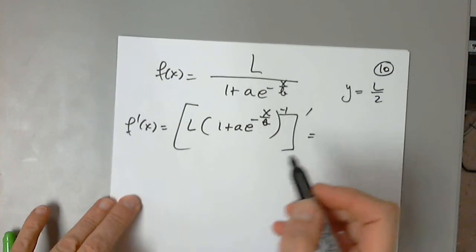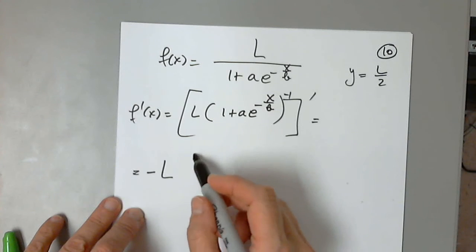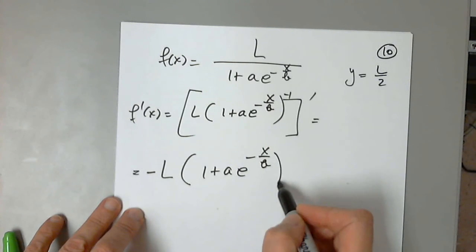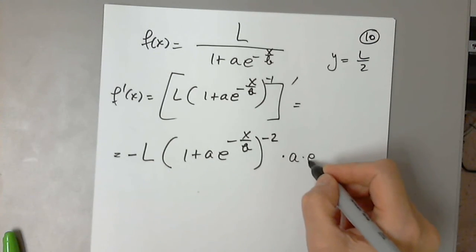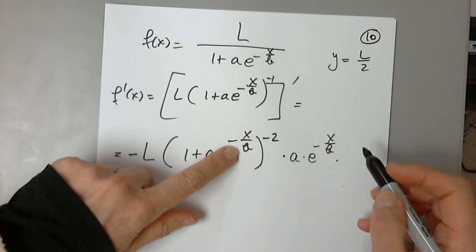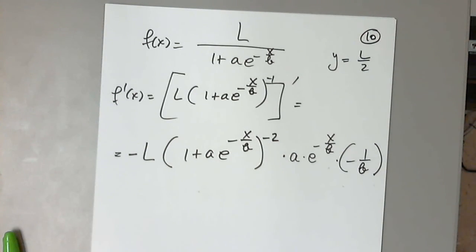So when I differentiate, I bring down negative 1, so this is negative L times (1 plus a e to negative x over b) raised to negative 2. Now careful what follows next. I bring down negative 1, I subtract 1 from the power, but now I have to differentiate this. So 1 prime is 0, so times a times e to negative x over b times the inner function prime, which is negative 1 over b. Is this clear? Yes? All steps?